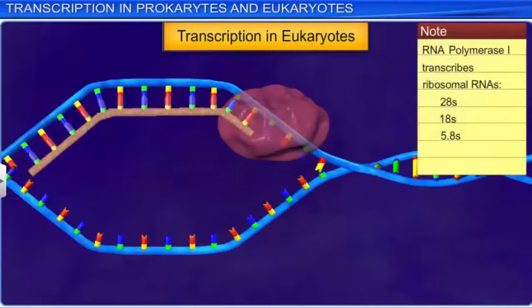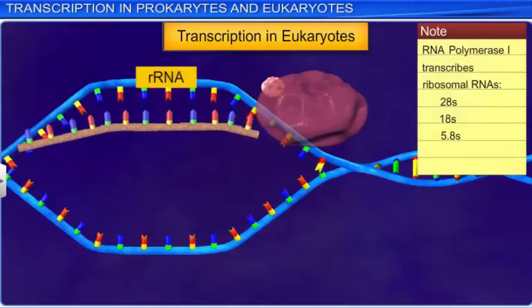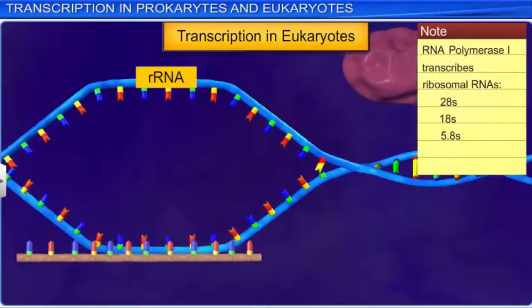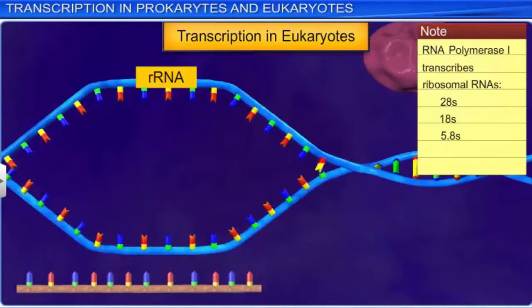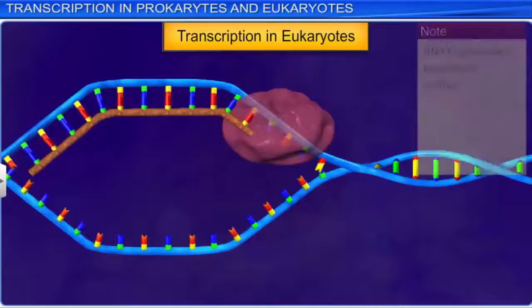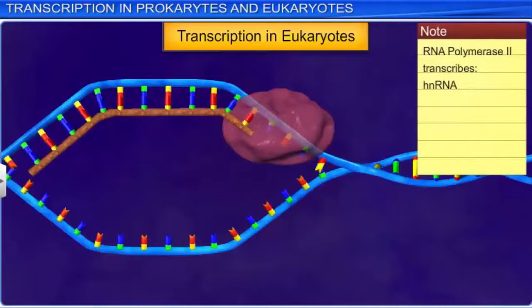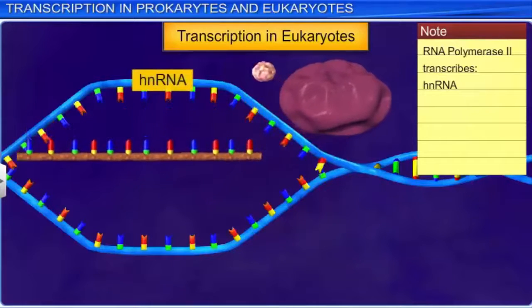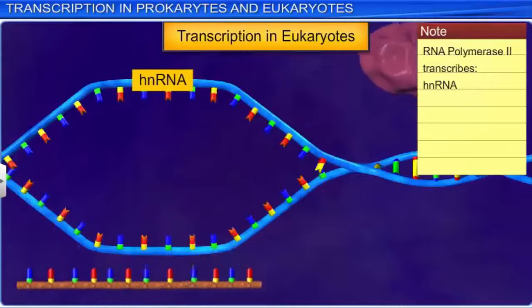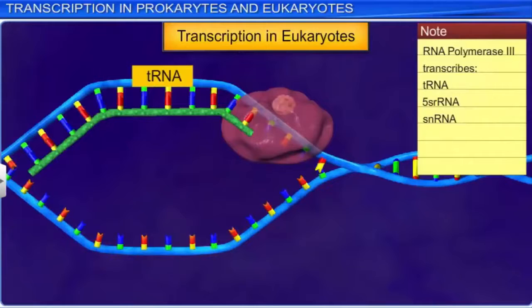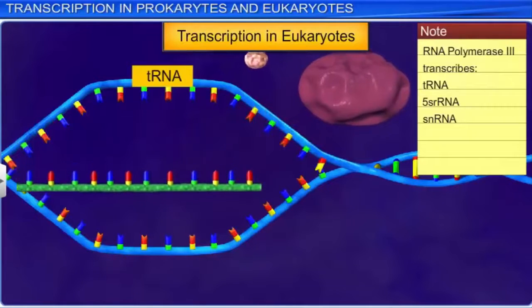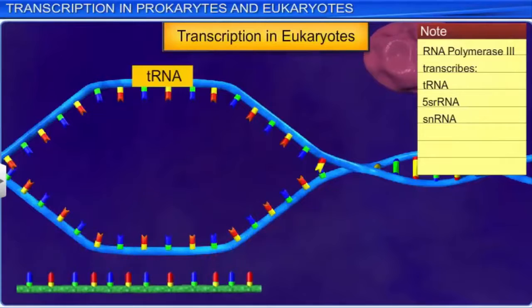The RNA polymerase 1 transcribes various rRNAs. On the other hand, RNA polymerase 2 transcribes the precursor of mRNA, known as heterogeneous nuclear RNA or hnRNA. RNA polymerase 3 is responsible for the transcription of tRNA, 5' subunit ribosomal RNA or 5S rRNA, and small nuclear RNA or snRNA.